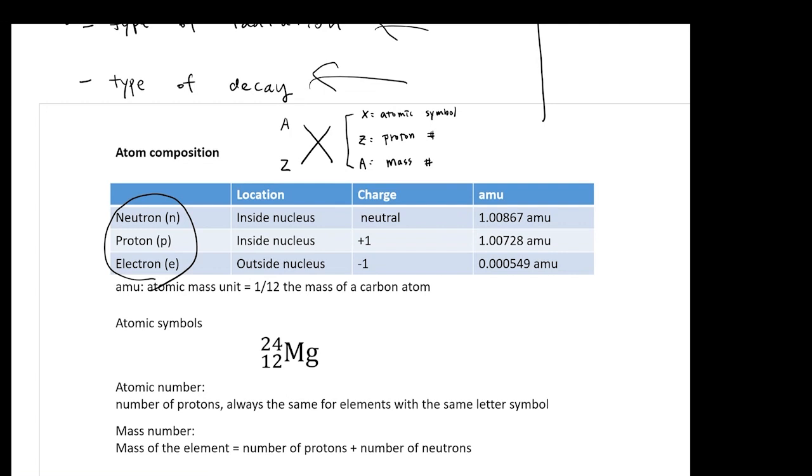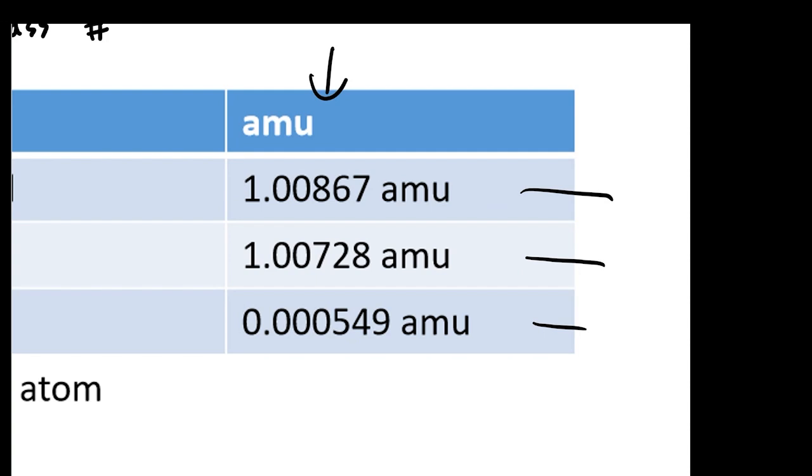So let's think about the mass first. This tells you the mass of the proton, neutron, and electrons. Compared to the proton and neutrons, you should be able to see that the mass of an electron is extremely small. Basically, the mass of your atom is contributed by the sum of neutrons and protons. Okay, so that's concept number one.